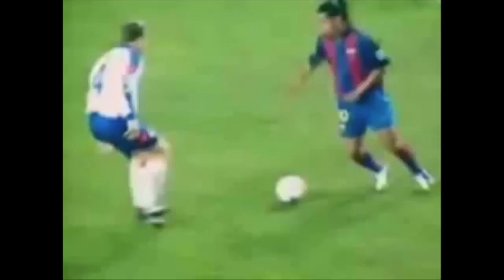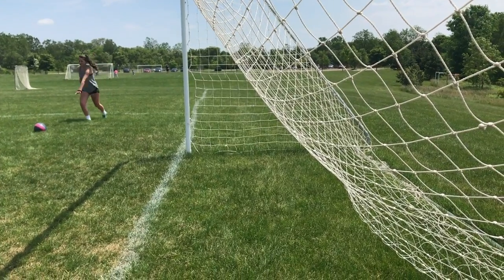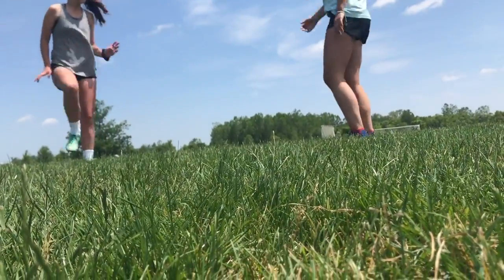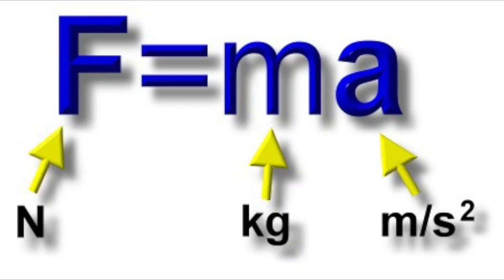Newton's second law states that the change in velocity of an object is directly proportional to the magnitude of the force applied to the object and inversely proportional to the mass of the object. This can be explained by the equation force equals mass times acceleration. The acceleration of the ball, A, is determined by the force applied, F, divided by the mass of the object that is being moved, M.